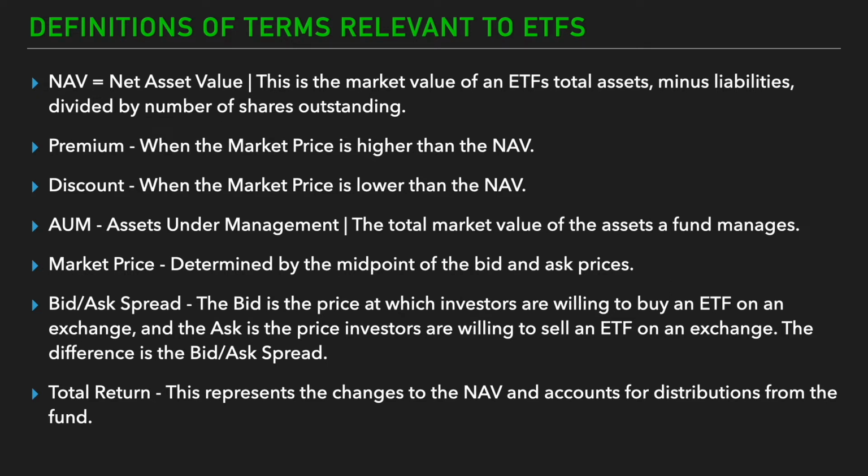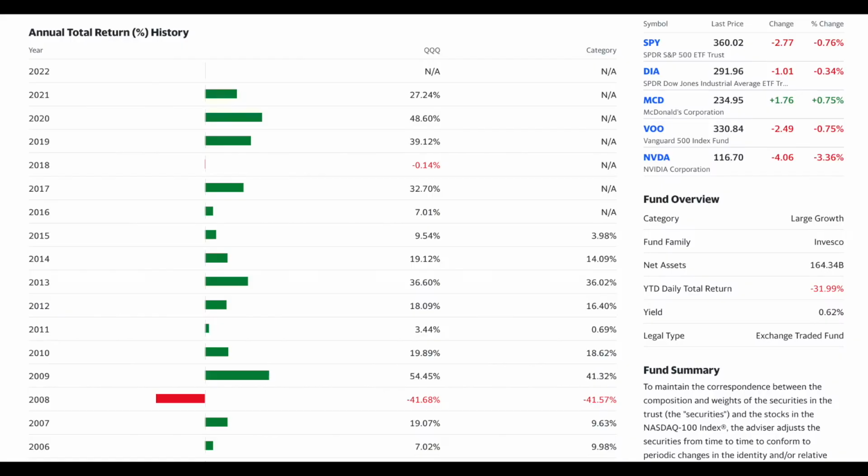Now, next up, we have the total return. This represents the changes to the net asset value and accounts for distributions from the fund. So when an ETF is composed of great securities, great stocks, that net asset value should be going up because the companies the ETF owns have more assets, and then hopefully less liabilities, or maybe the liabilities may grow as well. But if the assets grow more than the liabilities, that's what you want.